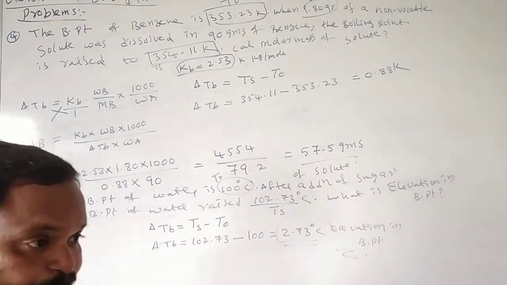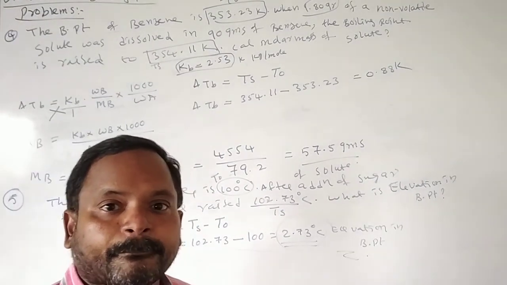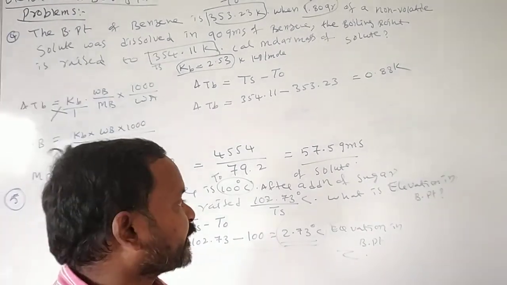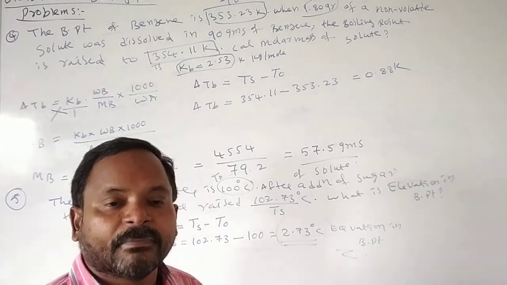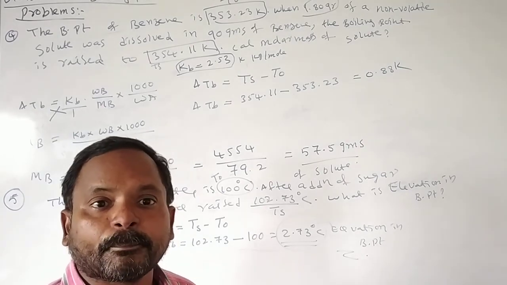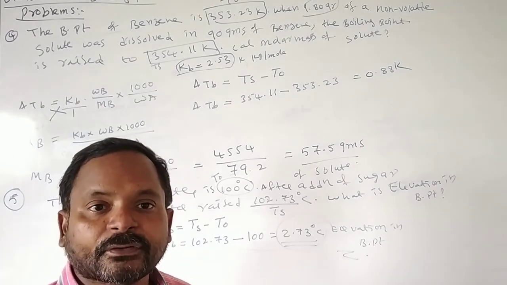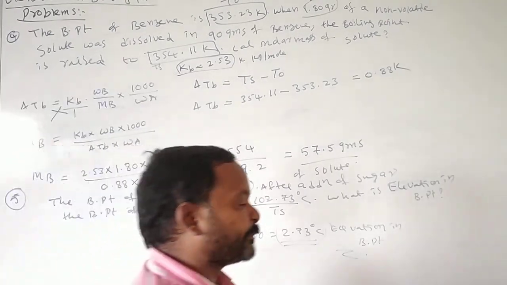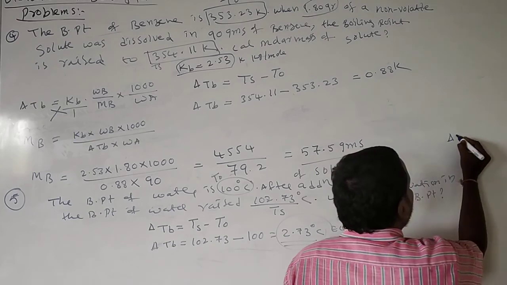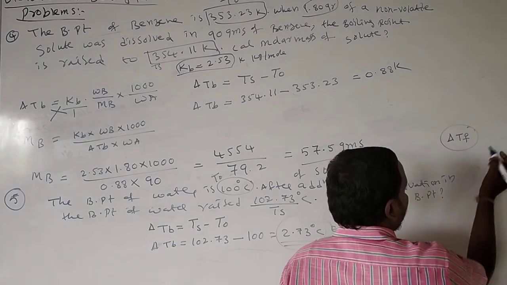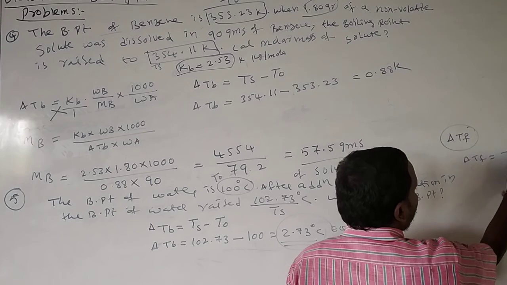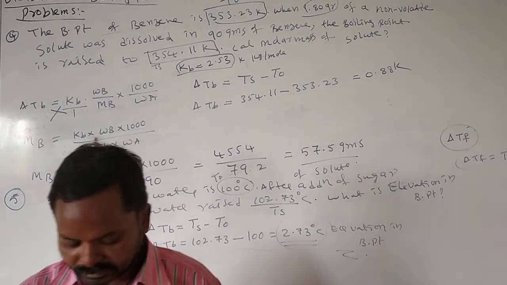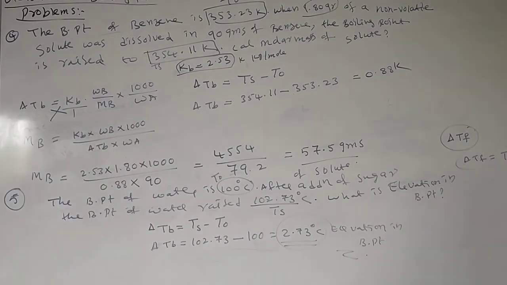The freezing point of water decreases by the addition of non-volatile solute to pure solvent. That we call depression in freezing point, indicated with ΔTf. ΔTf is equal to T0 minus Ts. This is the principle. We'll see that principle and all those.